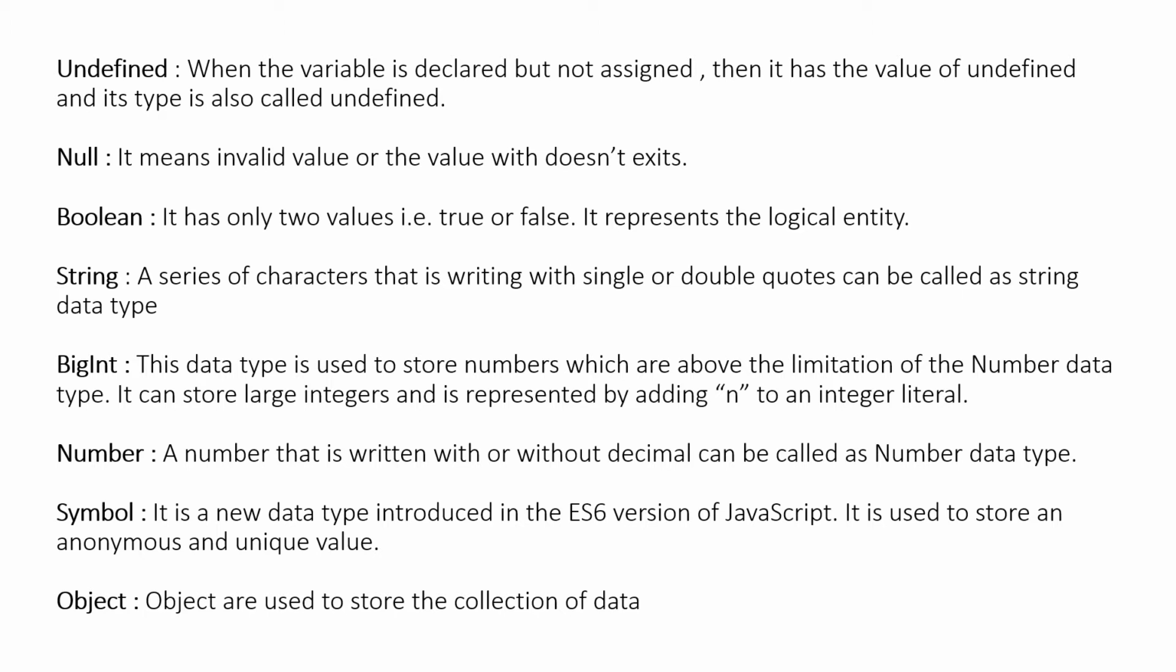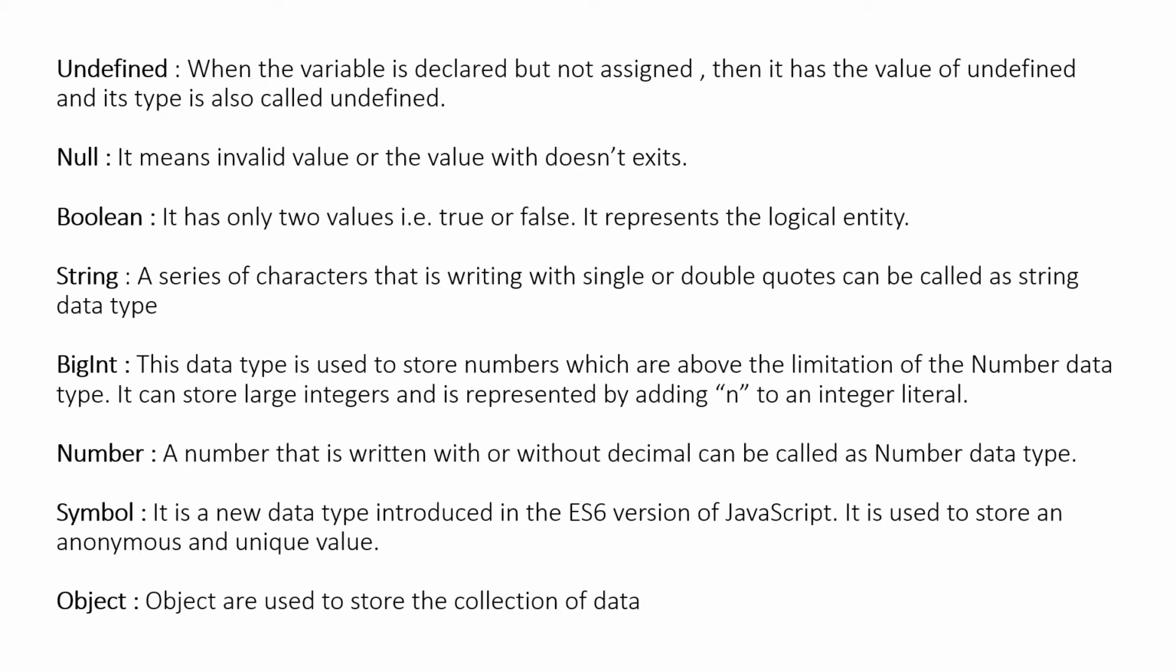The fourth one is string. A series of characters that is written within single or double quotes can be called a string data type. So whatever characters are written within double quotes or single quotes can be called a string. We are going to see the examples in the next slide, but in this slide we are just going to check the definitions.